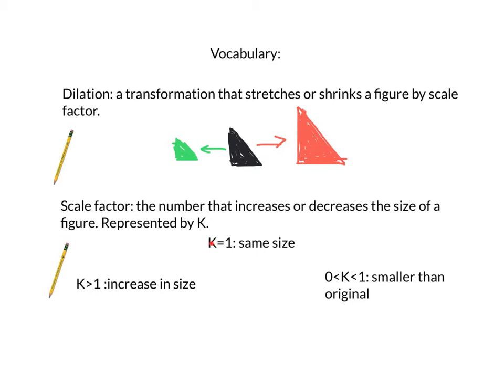So if I have a scale factor of 1, that basically just means I'm multiplying everything in my figure by 1, so it stays the same size. If I have a scale factor that's bigger than 1, like let's say 2, it's going to increase the size of my figure. And if I have a scale factor less than 1 but bigger than 0, it's going to be smaller than the original. I couldn't have a scale factor of 0 because if I multiply anything times 0, it's 0. The figure would no longer exist. So if it's going to be smaller, it's got to be greater than 0 but less than 1.